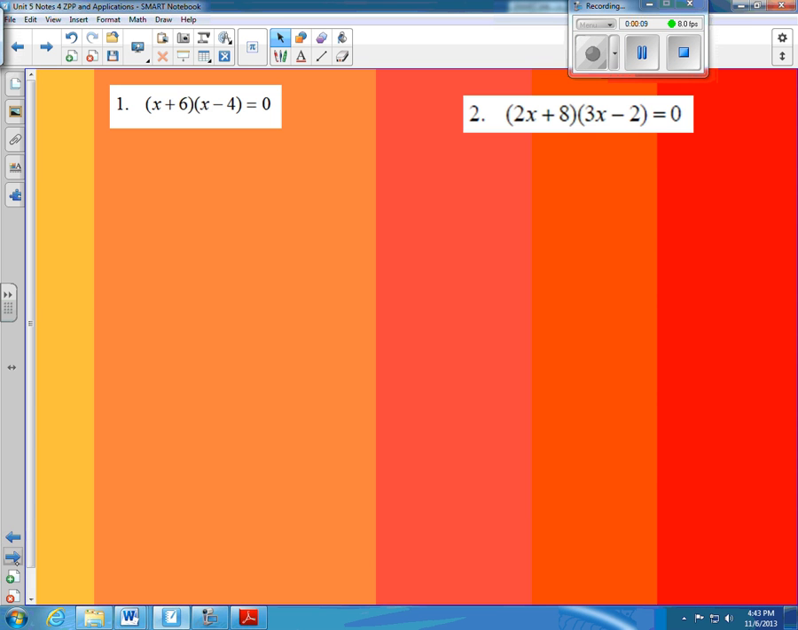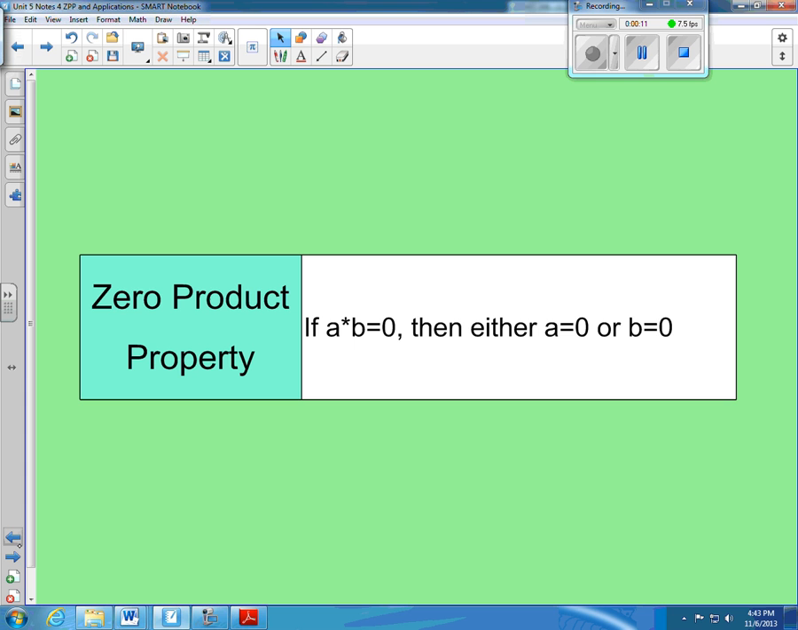So let's first get down, what is the zero product property? Zero product property says if A times B equals 0, then either A equals 0 or B equals 0.